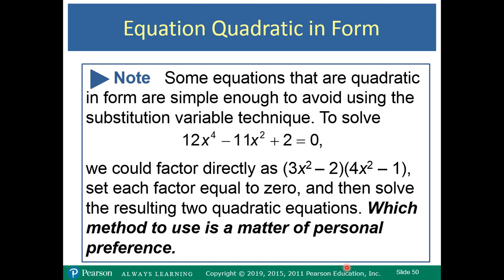Now, some equations that are quadratic in form are simple enough to avoid the substitution altogether. So to solve this one, the one that we just saw, we can see that this can be seen as just 3x squared minus 2 times 4x squared minus 1, and then solve it directly using the zero product principle. Okay. Which method to use is personal preference. Okay, so if you like to use the substitution method, go for it. If you can see it without having to use the substitution method, go for it.